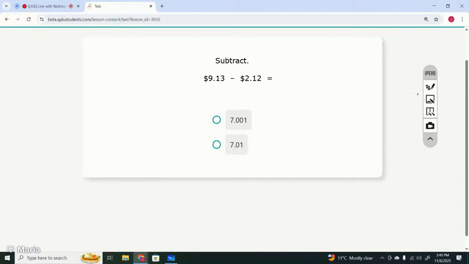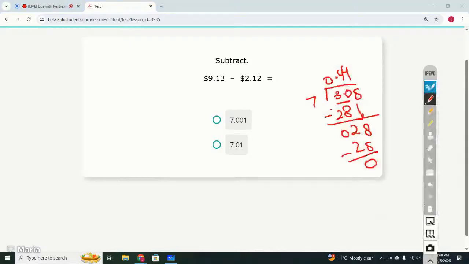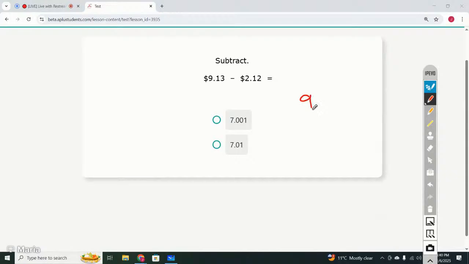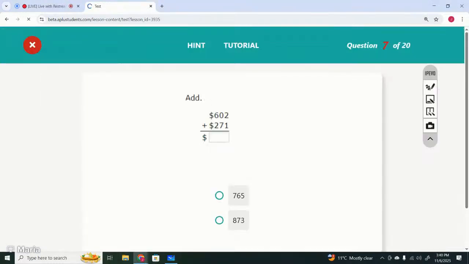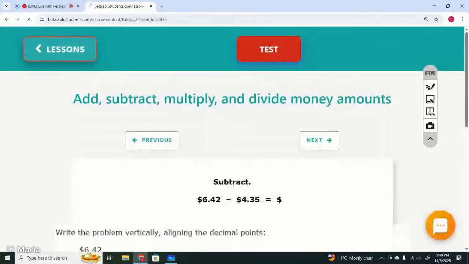$9.13 minus $2.12. 9.13 minus 2.12. 3 minus 2 is 1. 1 minus 1 is 0. 9 minus 2 is 7. That is 7.01. Option number 2 is the correct option. Okay, you can complete the lesson by yourself later today.